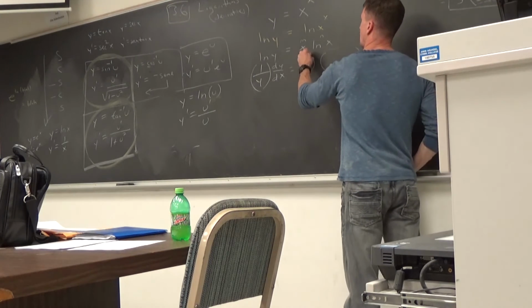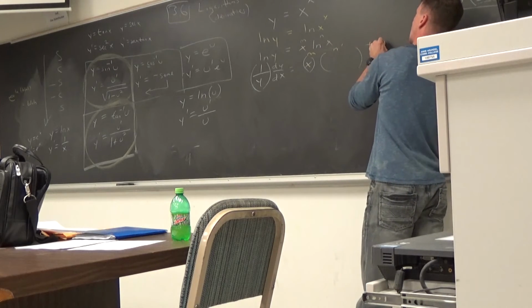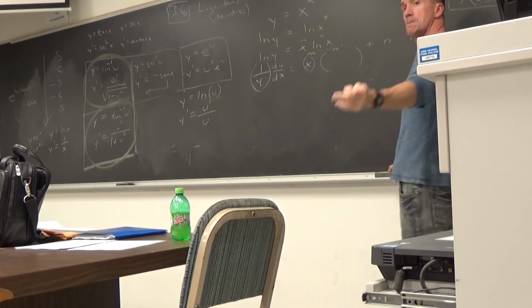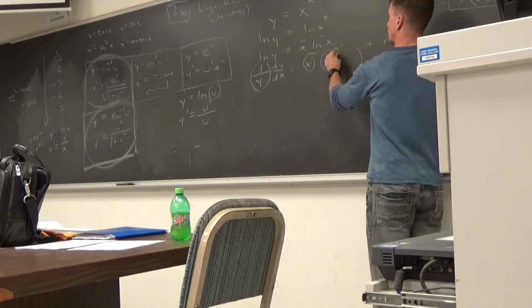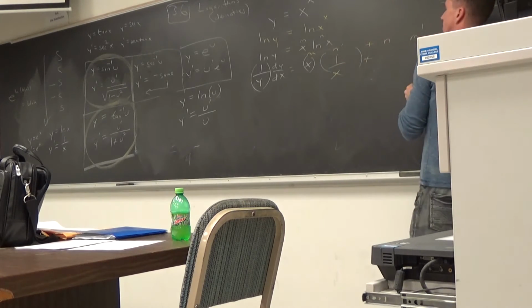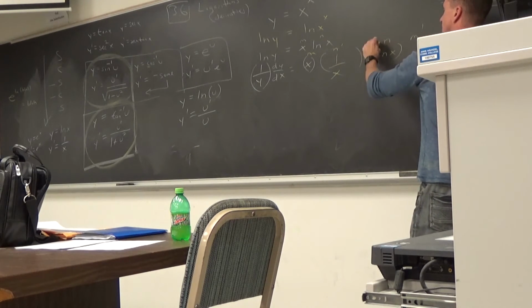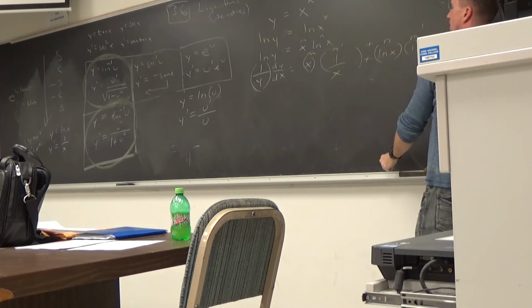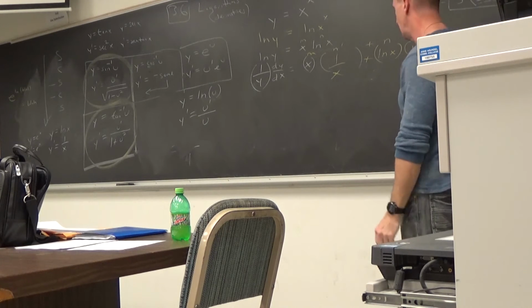So what I'm going to do, m times n prime plus n times m prime. This is going to be x times 1 over x, good, plus ln x, I'll put parentheses around it, times 1. Now all you got to do is get dy dx by itself, you're done.